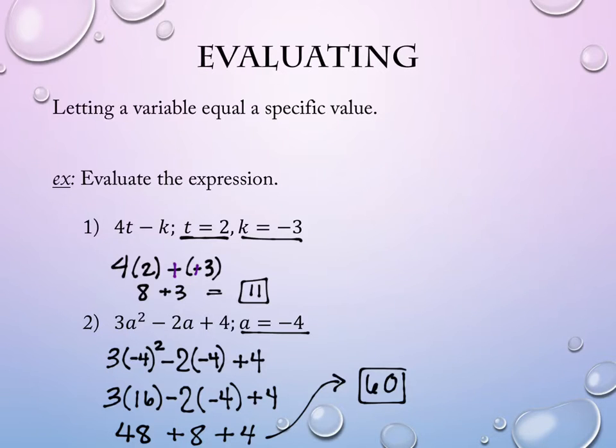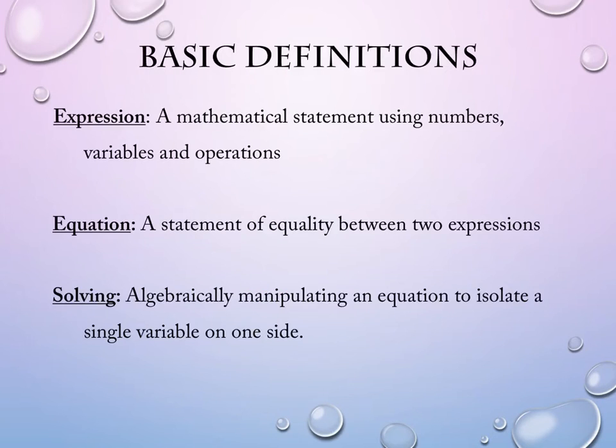All right, so on our next slide, we're going to get a little bit more vocabulary that's kind of a pet peeve in mathematics, and people do this all the time. They say they've got an equation when they really have an expression. So an expression is a mathematical statement using numbers, variables, and operations. An equation is a statement of equality. In other words, it has an equals sign between two expressions.